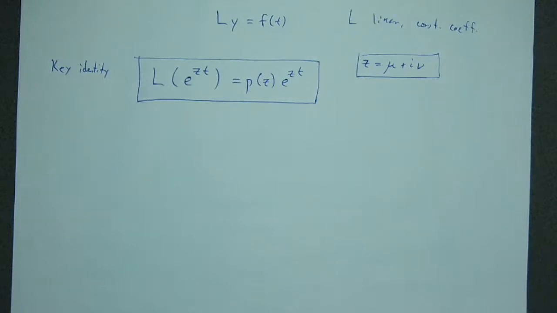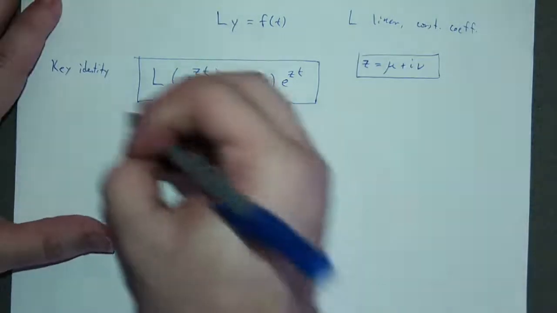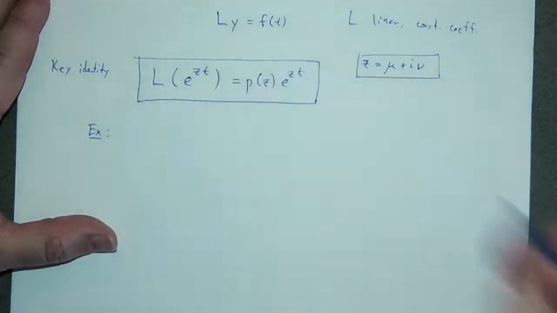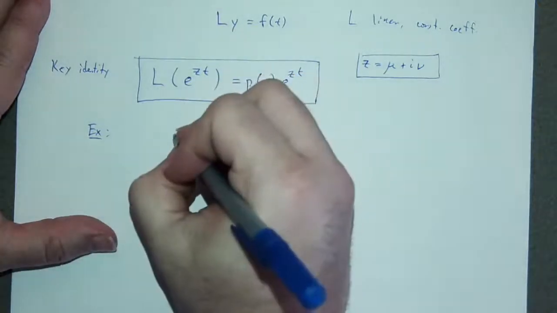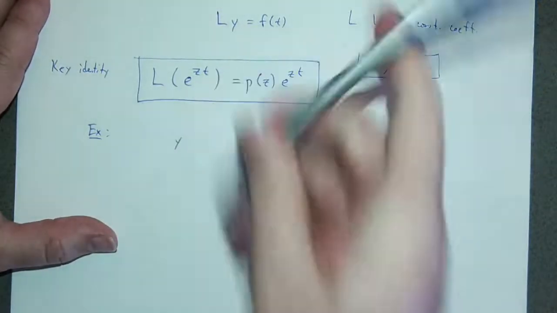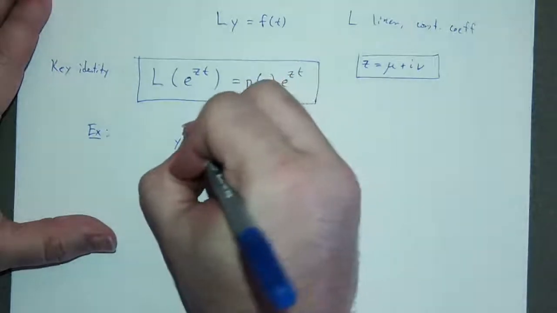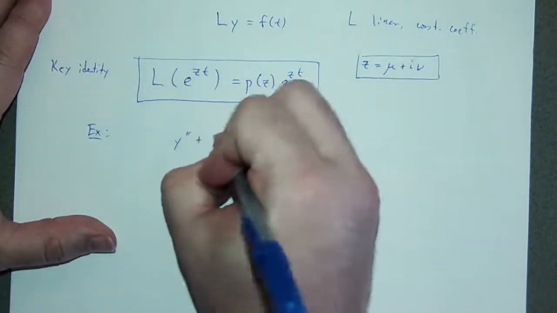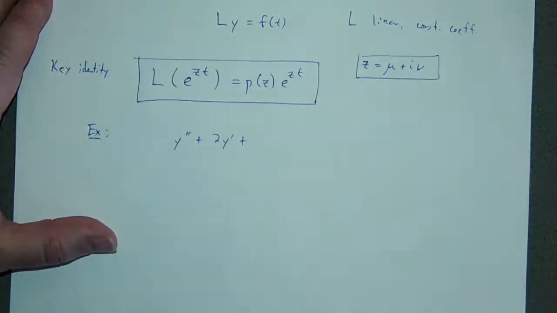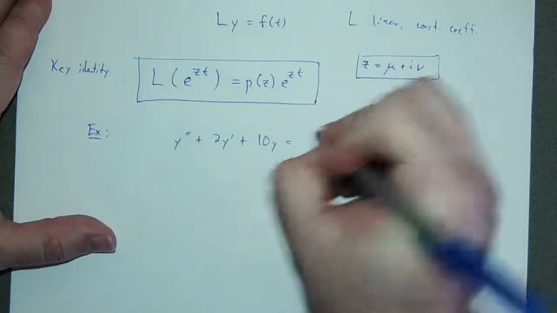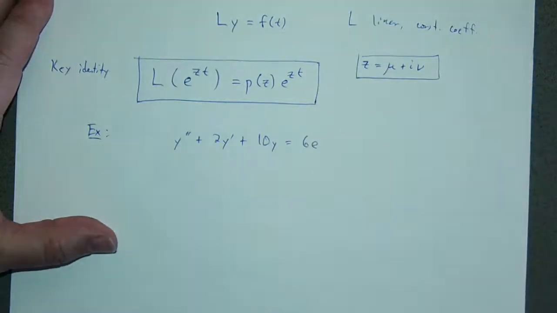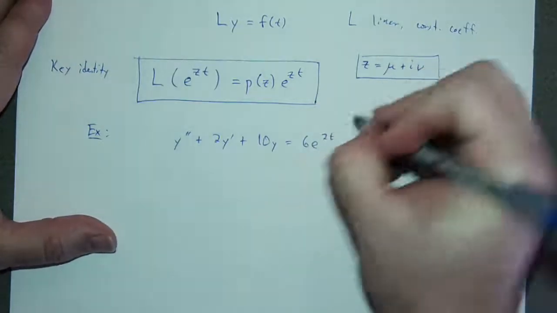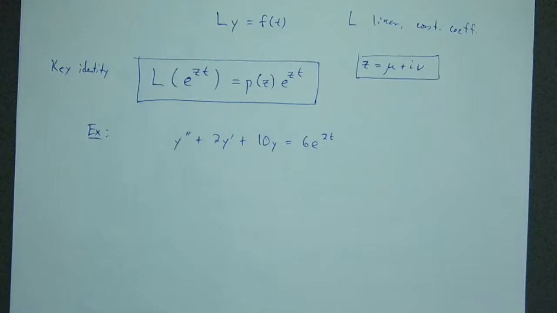Now let's just verify that this actually works the way that it does. So let's look at the equation, and we're going to revisit this equation here in just a second. Y double prime plus 2y prime plus 10y is equal to 6e to the 2t. You might remember this is exactly an equation we did a few days ago using undetermined coefficients.